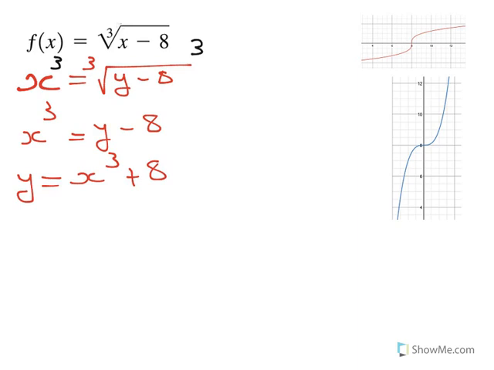And as you can see, it's really verified. So f negative 1 of x becomes x power 3 plus 8. And this is actually the cubic function translated 8 units upwards. And as you can see, it's starting the inflection point right here at 8.